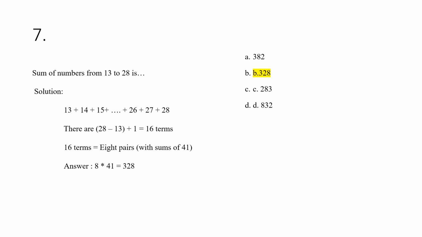Okay, for number 7, the sum of numbers from 13 to 28, we will have to account for all the integers from 13 to 28, and we understand that there are 28 minus 13 plus 1, which is equal to 16 terms. 16 terms will equal 8 pairs with sums of 41. We pick up 41 by pairing 13 with 28, 14 with 27, and so on. And so our final answer will be 8 times 41, or 320.